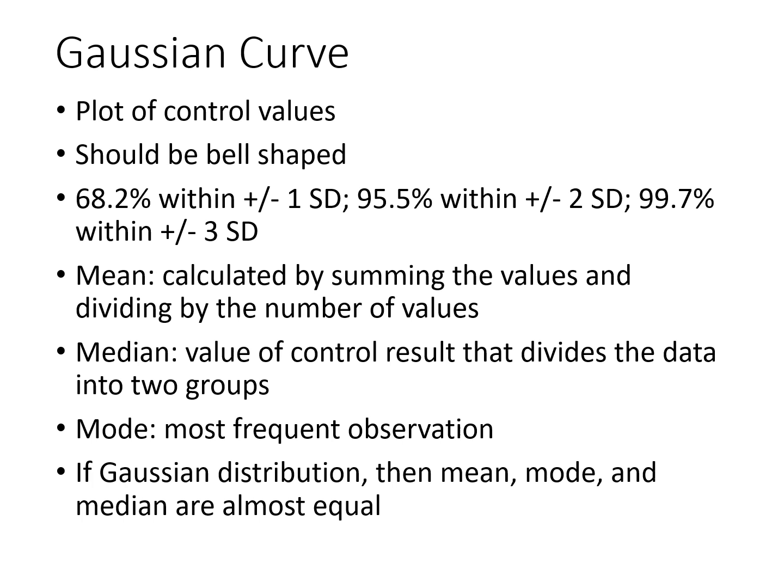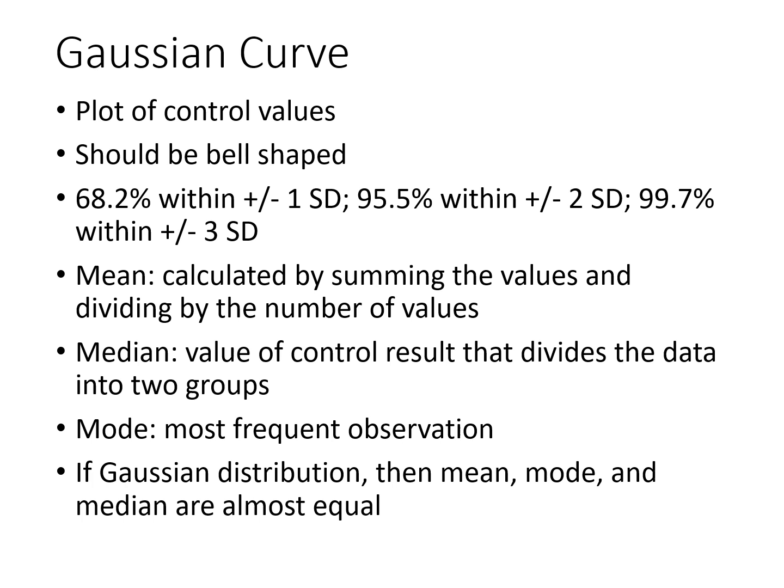When we plot the control values, we will use a Gaussian curve. This should be a bell shape. Statistically, 68.2% of your data points are going to fall within plus or minus 1 standard deviation, where 95.5% will fall within plus or minus 2 standard deviations. And then 99.7% of your points will actually fall within plus or minus 3 standard deviations.